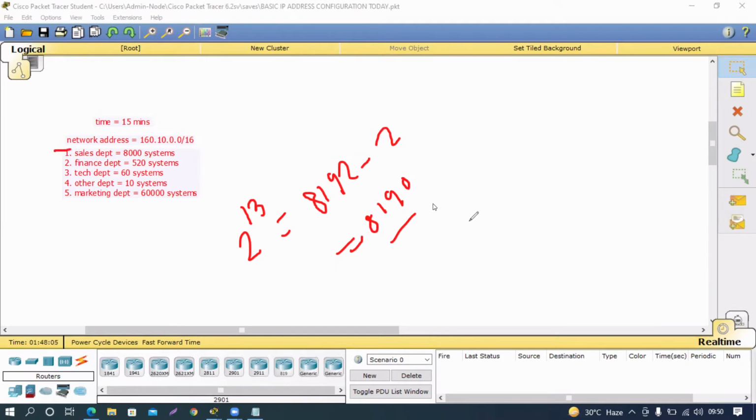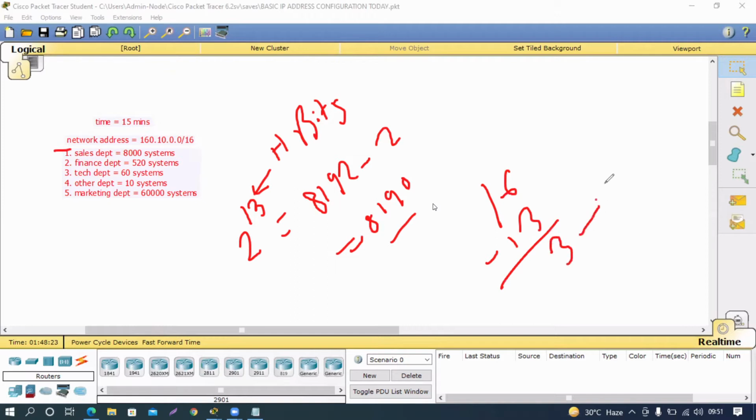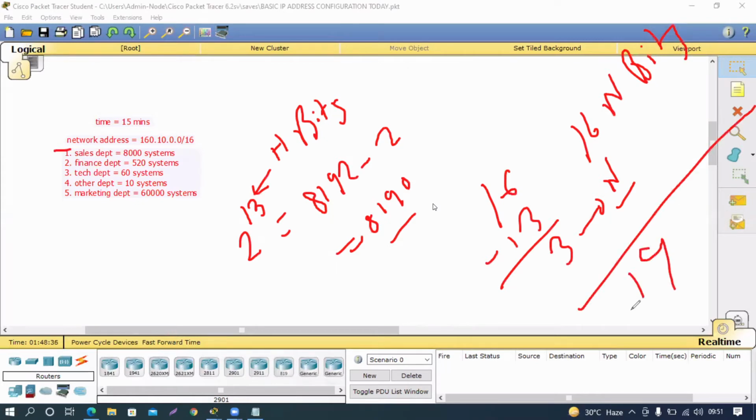So we need 13 host bits. 13 is coming over here as host bits, right? Total we have 16 host bits minus 13, so 3 bits are going to the network, right? Already we have 16 network bits plus 3, so total becomes 19 network bits. So for this requirement, we are having slash 19.